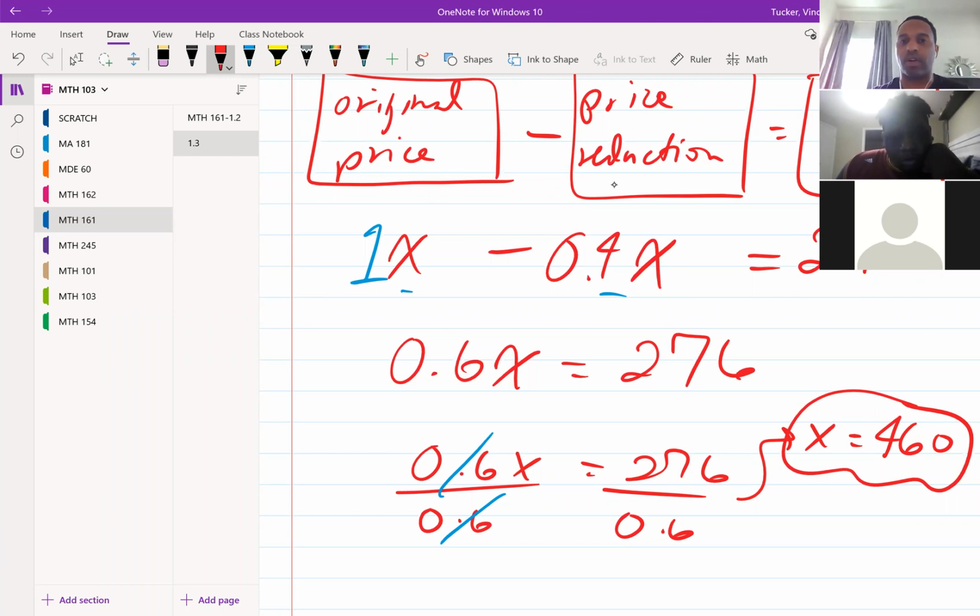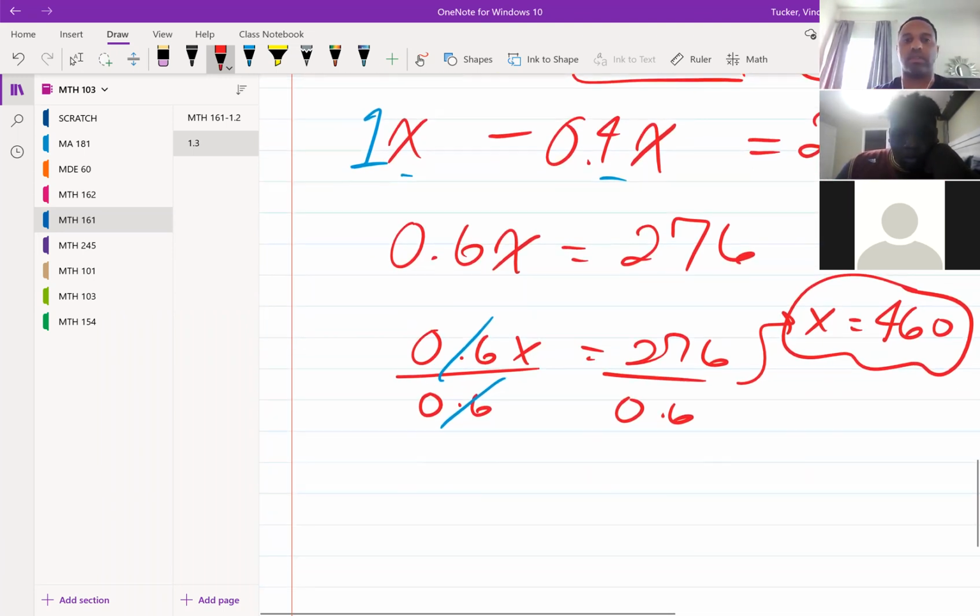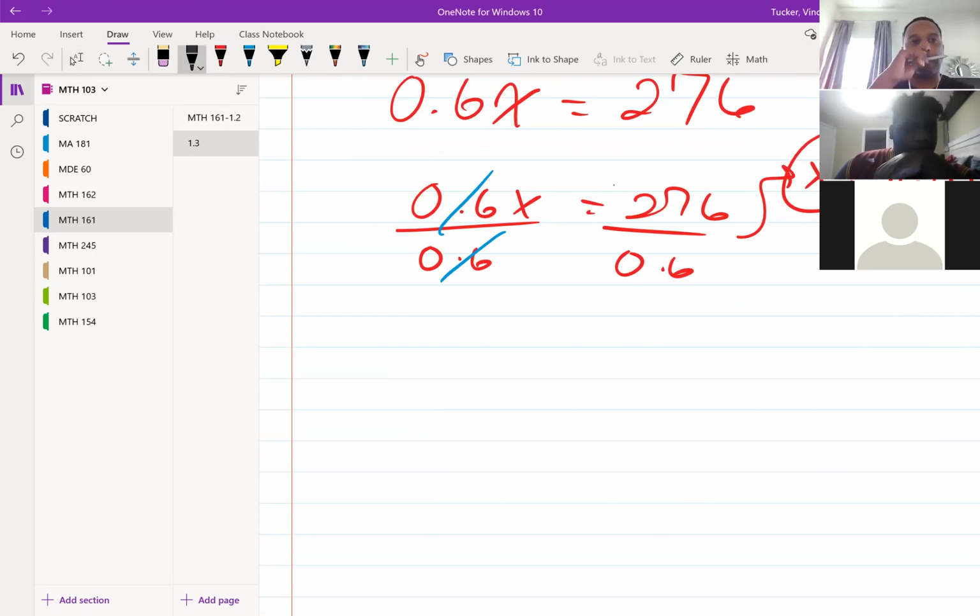All right, any problems? All right, let's do another one. Is that 460 or is that 46.0? Because of this decimal right here, it would be 460. Okay. And remember this, that X represents the original price. So if it ends up being $46, but your sales price was $276, then somewhere you did a miscalculation.